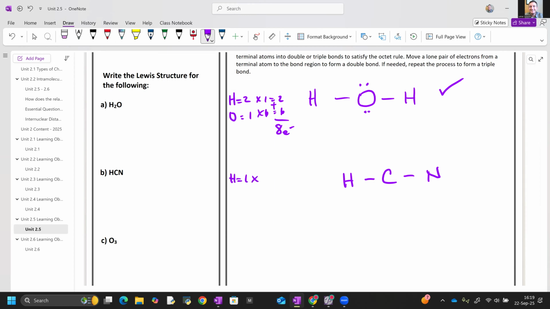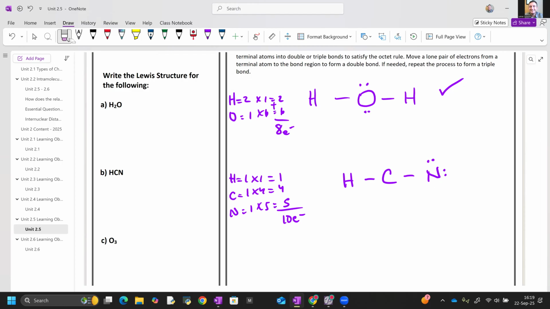Hydrogen, there's 1 times 1. 1 hydrogen with 1 valence electron is 1. Carbon, there's 1 carbon times 4 valence electrons, which is 4. And then there's nitrogen. There's 1 times 5 valence electrons in nitrogen, and that's 5. And so 1 plus 4 plus 5, that's 10 electrons. So again, we cannot put a lone pair of electrons on hydrogen because it's satisfied with 2. We can start adding lone pairs of electrons around our terminal atoms. 2, 4, 6, 8, 10.